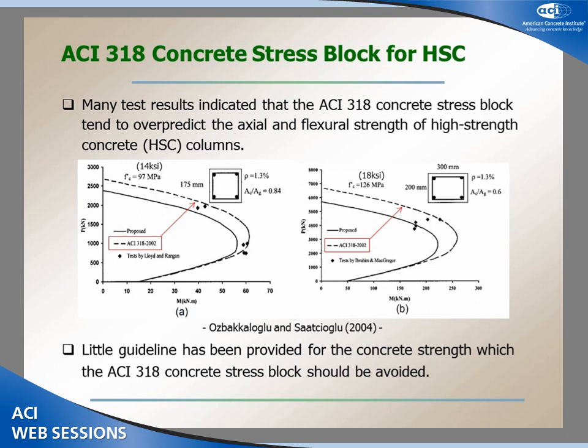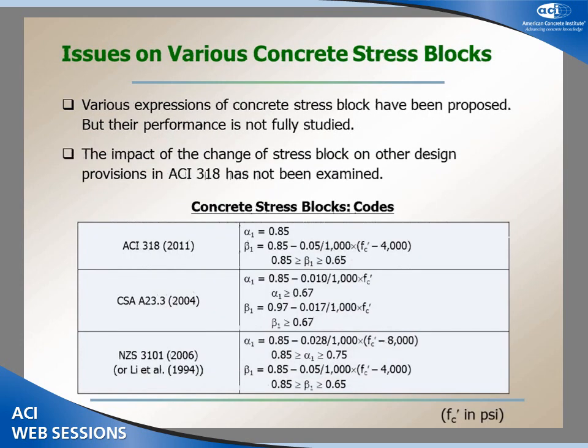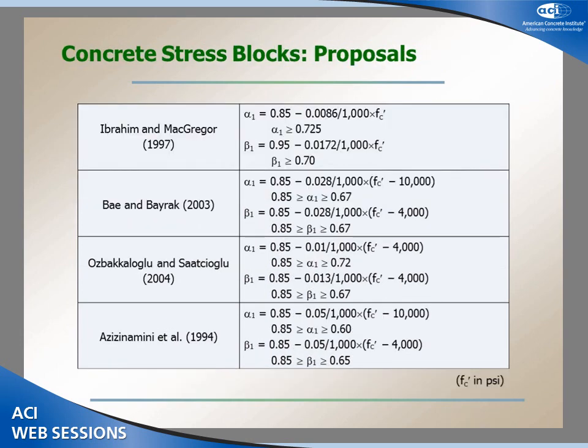As I also mentioned, little guideline has been provided, for example, on the concrete strengths for which the current ACI 318 expression should be avoided or should be used with caution. Even though many other design expressions of the stress block are available, there is no comparative evaluation of their performance. Also, the impact of any change of the stress block on other design provisions has never been examined. In the table, I'm showing some code expressions of different stress blocks. The New Zealand code and the Canadian code have different expressions to address some of these design issues related to high-strength concrete. Also, there are many other expressions proposed by various researchers.